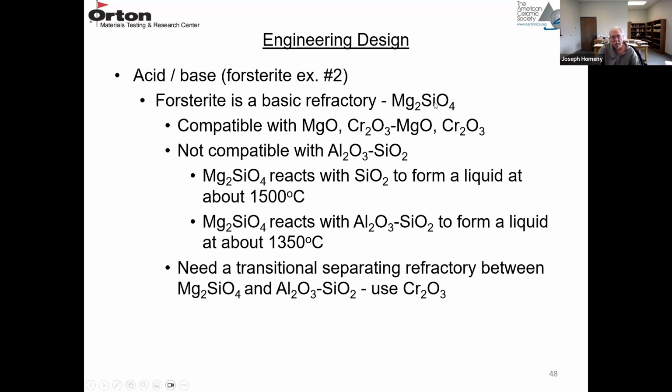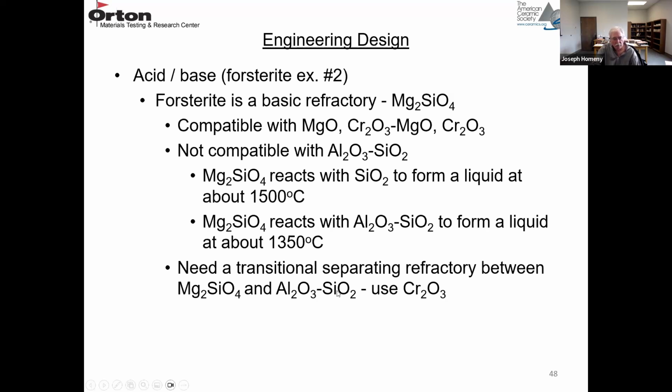So if you're going to have a phosphorite refractory in contact with an alumina silica refractory, you have to use a transitional refractory in between. Cr2O3 is neutral, so if you must use these two refractories in contact with each other, it's best to put a Cr2O3 refractory in between because it's neutral.